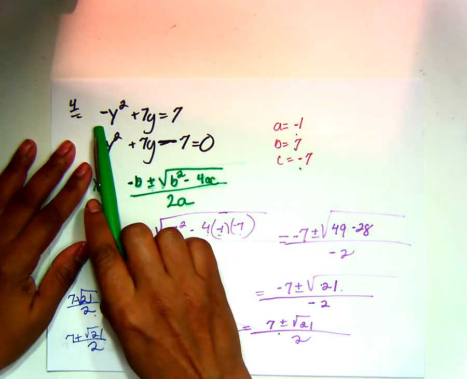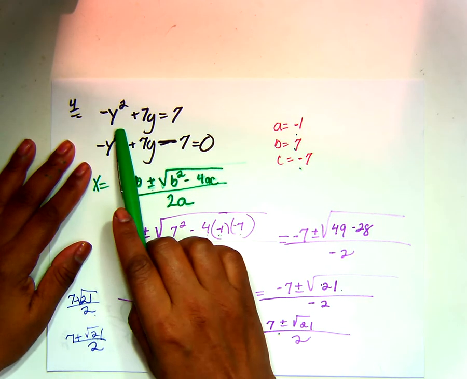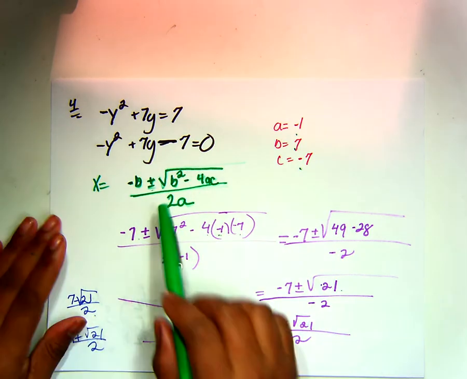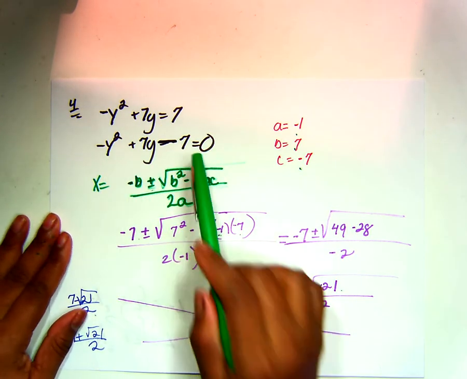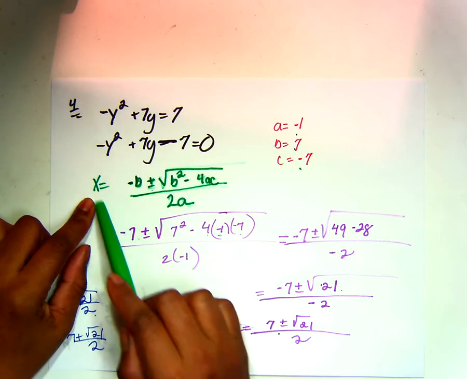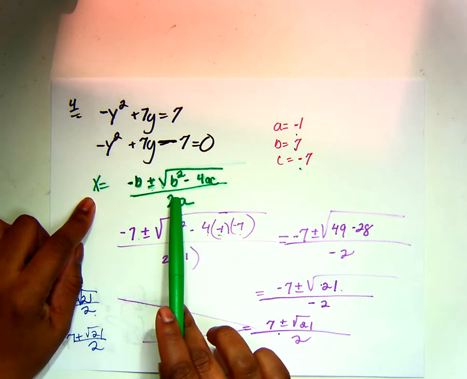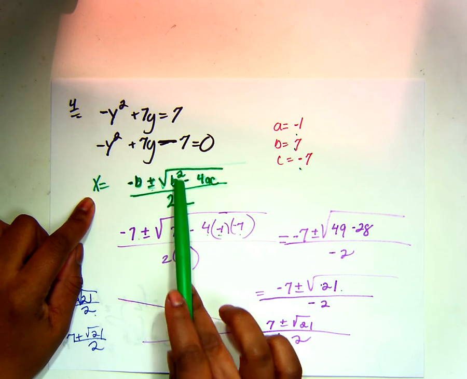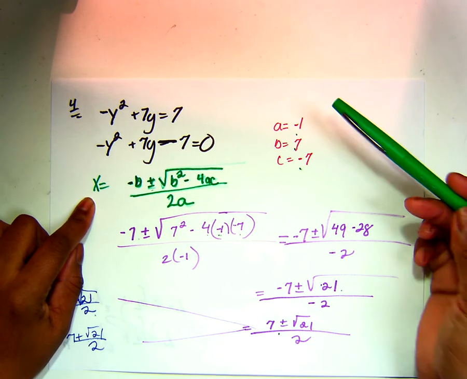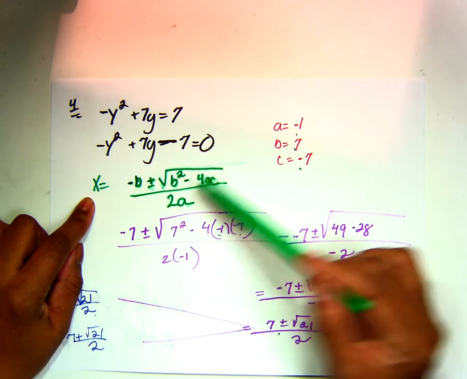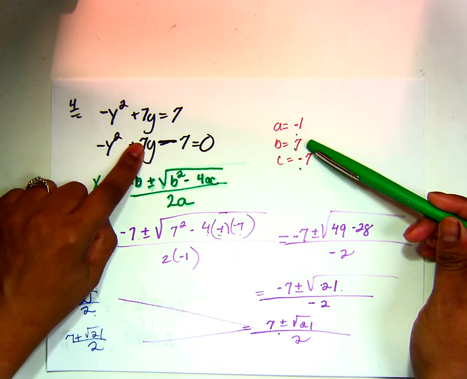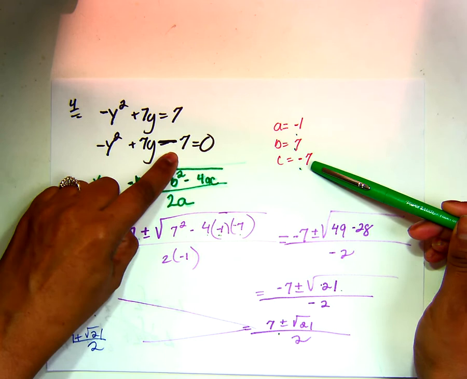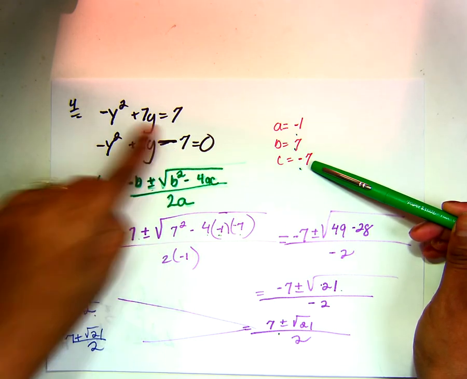Okay, so here's the actual equation right here that was given to you on the paper. You had negative y squared plus 7y equals 7. I subtracted 7 from both sides to make one side equal 0. Now, this part in the green, which I hope you can see, is the quadratic formula. So you have negative b plus or minus the square root of b squared minus 4ac, all divided by 2a. So we're going to substitute our values in, where b is 7, a is negative 1 because you have negative 1y right here, and then c is negative 7 because you have your negative 7 right there.